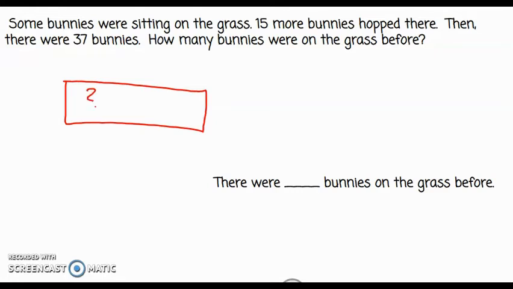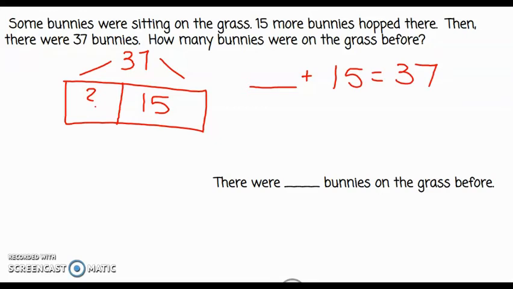And I know that there were some bunnies sitting on the grass, even though I don't know how many there were. I know that there are 15 more bunnies that hopped there. And I also know that after the 15 bunnies hopped there, there were 37 bunnies altogether. So what I need to figure out is how many bunnies were on the grass in the beginning. Using this visual model, we can see that we know the total, we know one of the parts, what's missing is the other part. So again, students might solve this by writing a number sentence using addition, or they might understand the relationship between addition and subtraction. In both cases, they're trying to figure out what that missing part is.